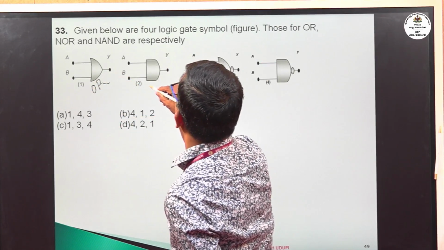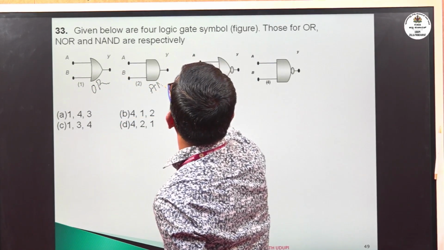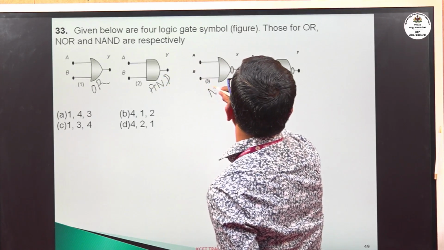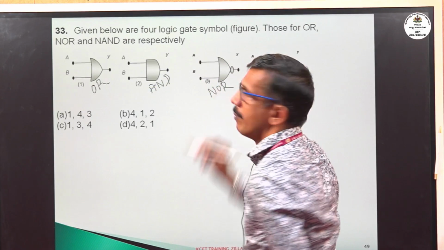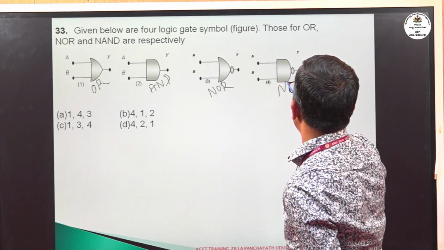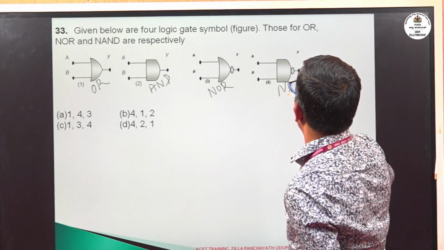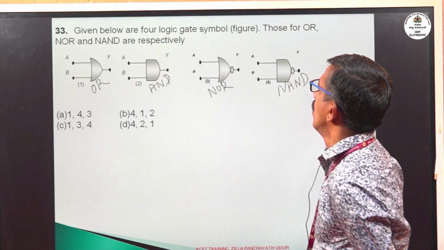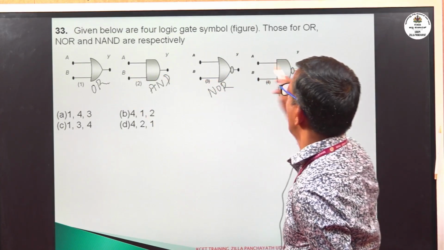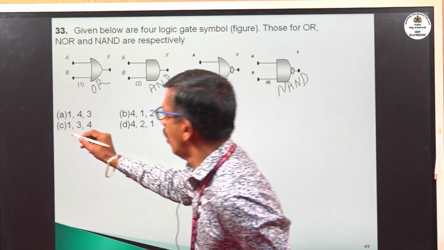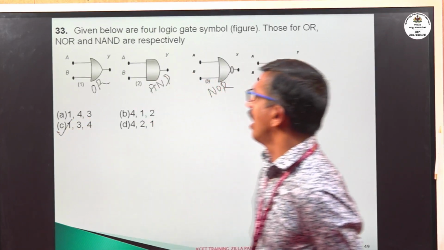This is AND gate. This is NOR gate. The last gate is nothing but a NAND. By seeing this, we can make out what they want is only OR, NOR and NAND, 1, 3 and 4 in the order. So option C is the right answer.